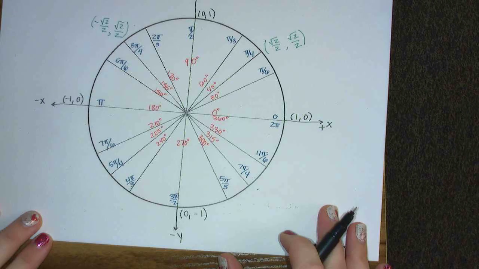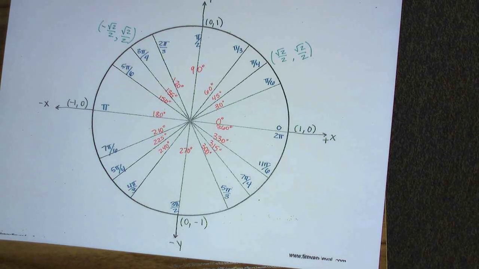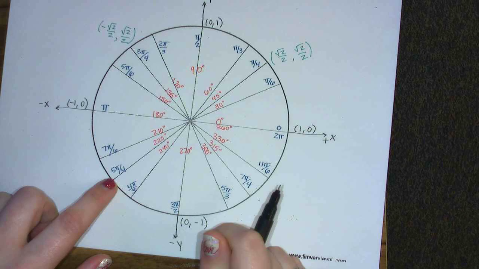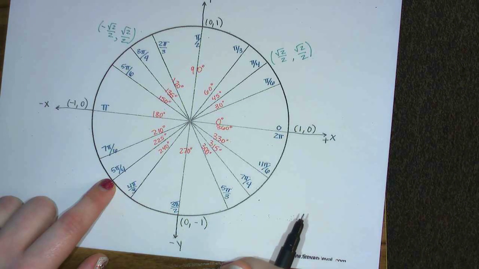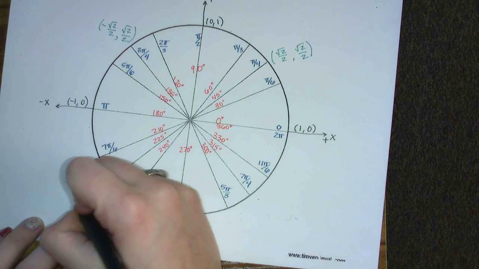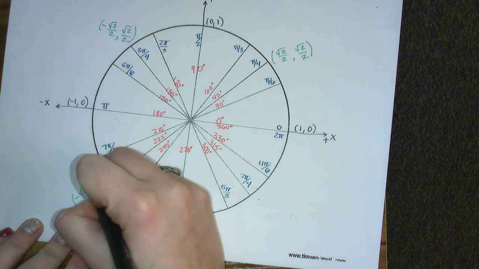Might have to tilt a little bit so that I can write them and have room. Okay, so down here, what about the x and y values for this one? Both are going to be negative, so it's going to be negative root 2 over 2, negative root 2 over 2.